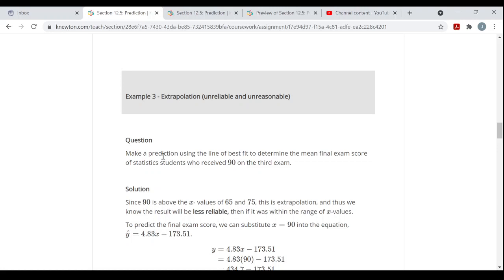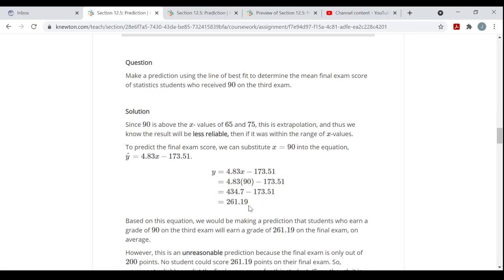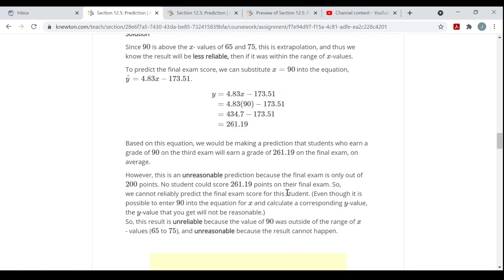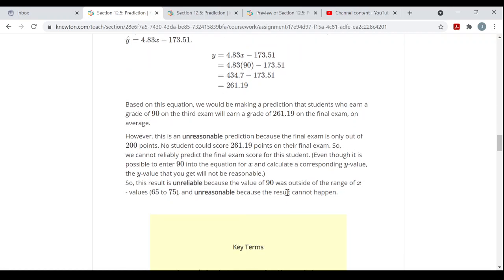Now, their example here. Make a prediction using the line of best fit, that same thing, to predict the final exam score of students who receive 90 on the third exam. Now, if you plug 90 in, you get 261.19. So you would be making a prediction that students who earn a grade of 90 on the third exam will earn a grade of 261.19 on the final exam on average. Well, this cannot happen, right? The final exam is out of 200. So this is an unreasonable prediction, as well as less reliable, because you're doing extrapolation.